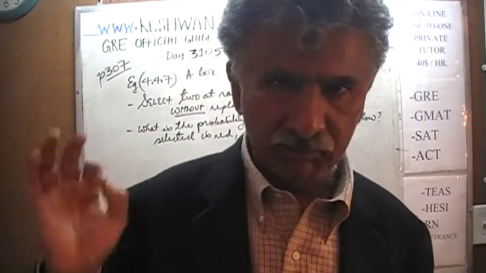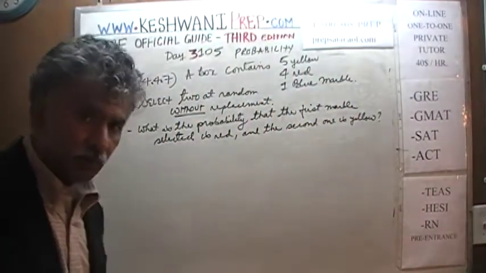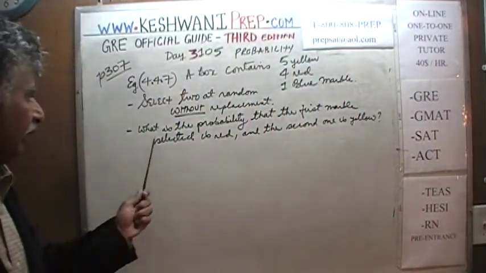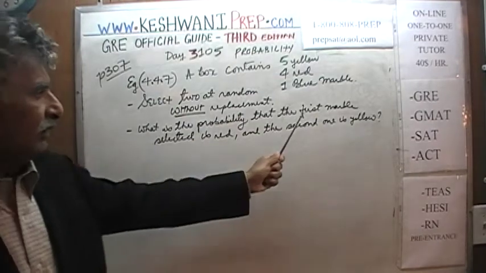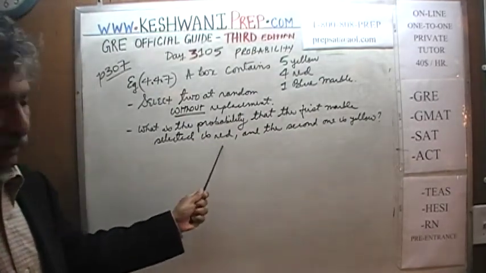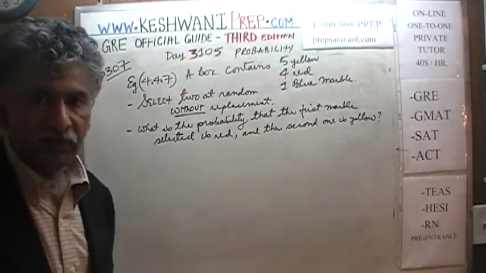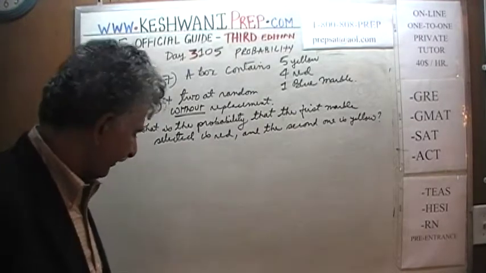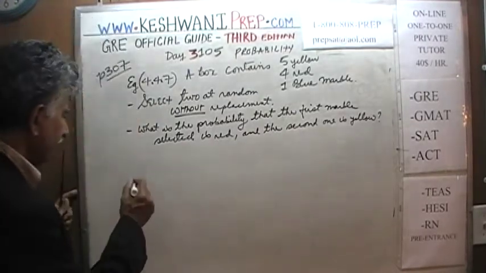And then we're going to pick the second marble. The question is, if we were to perform such an experiment, what's the probability that the first marble we have chosen is red and the second marble we have chosen is yellow? How do we express that? Well, this is how we express it.